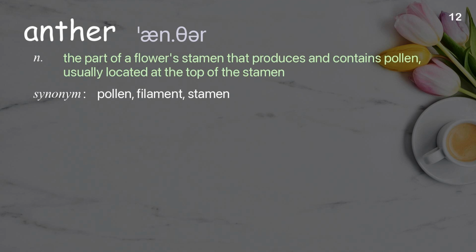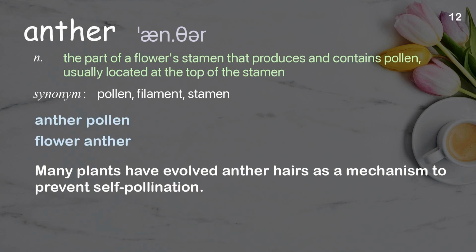Anther. The part of a flower stamen that produces and contains pollen, usually located at the top of the stamen. Examples: Anther pollen. Flower anther. Many plants have evolved anther hairs as a mechanism to prevent self-pollination.